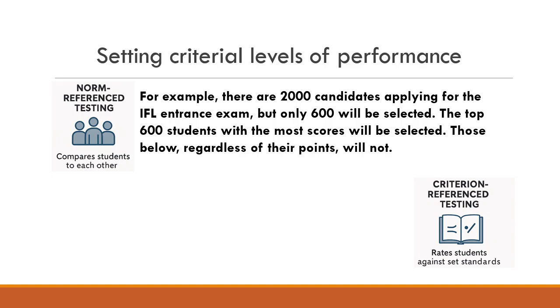But let us look at criterion reference testing. This one does not compare, unlike norm reference. It does not compare students to each other. Instead, they decide whether students pass or fail based on whether they can perform the skills required and meet the standard scores. So let us look at this example.